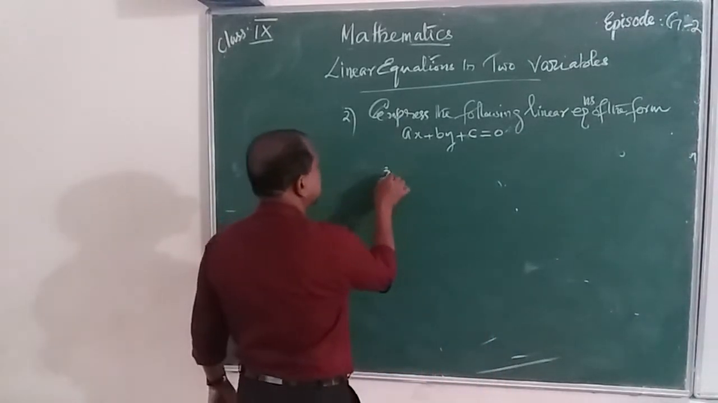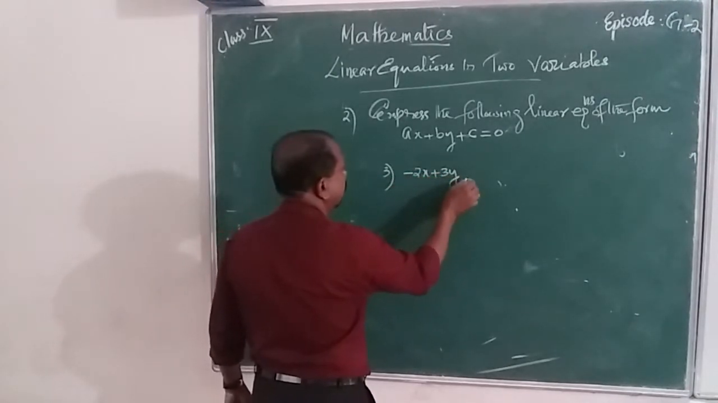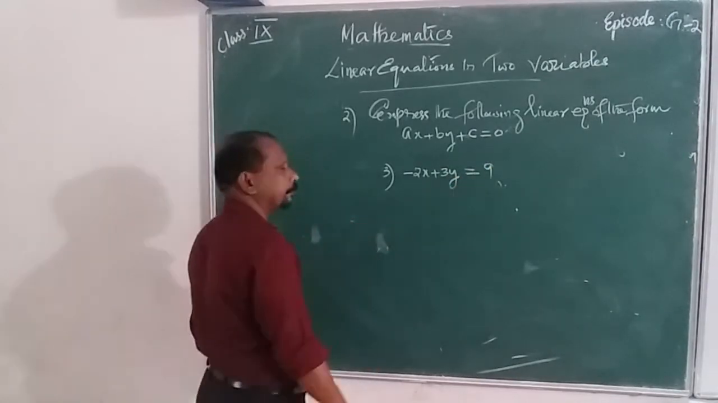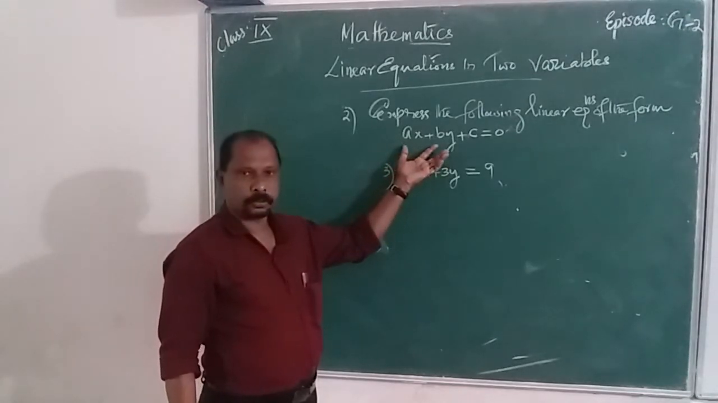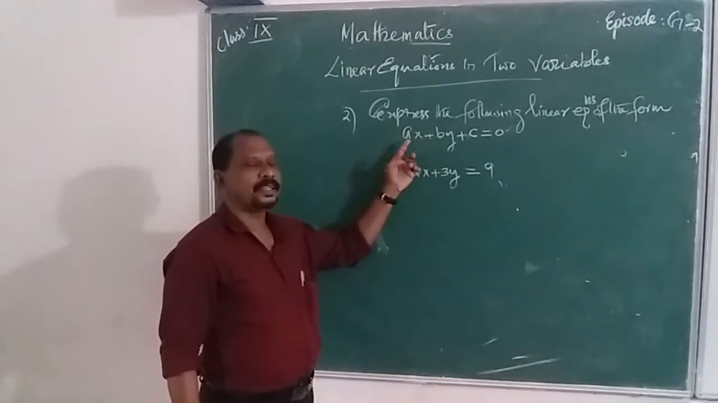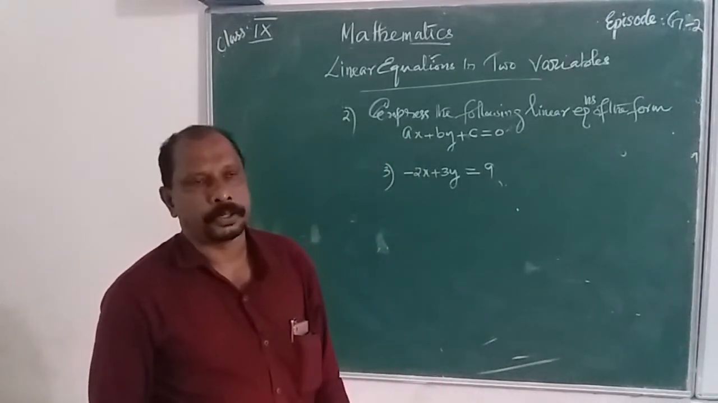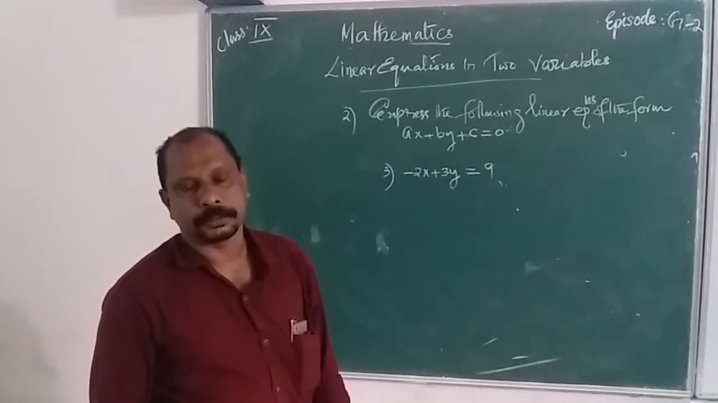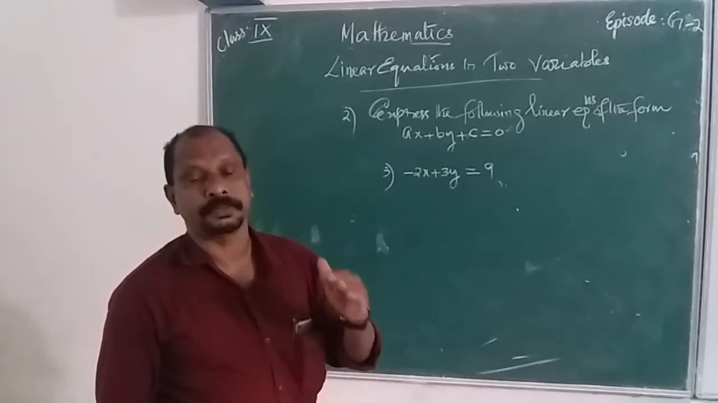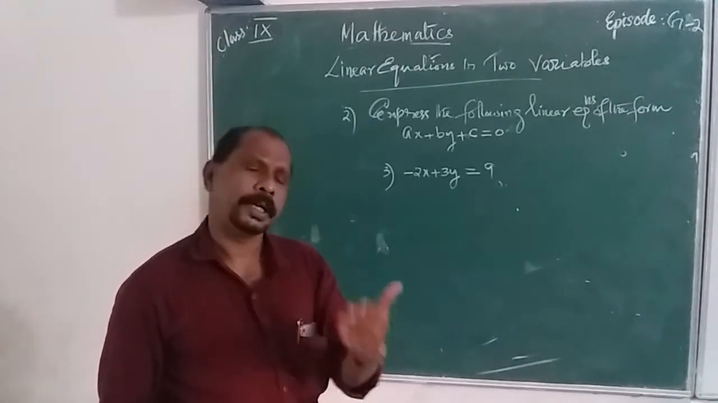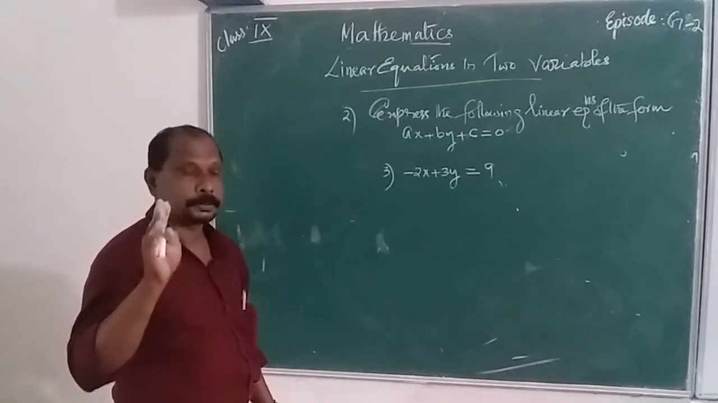Minus 2x plus 3y is equal to 9. The general form is ax plus by plus c is 0. The coefficient of x, a, is always written as positive. That means the general equation is ax plus by plus c is 0. A, B and C can each be negative or positive, but we always write A as positive.